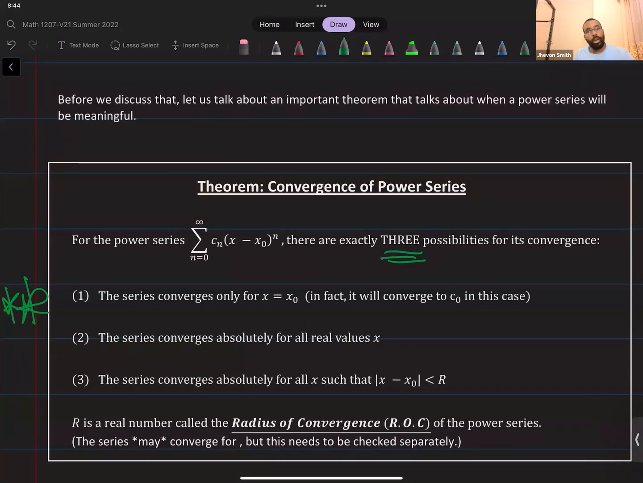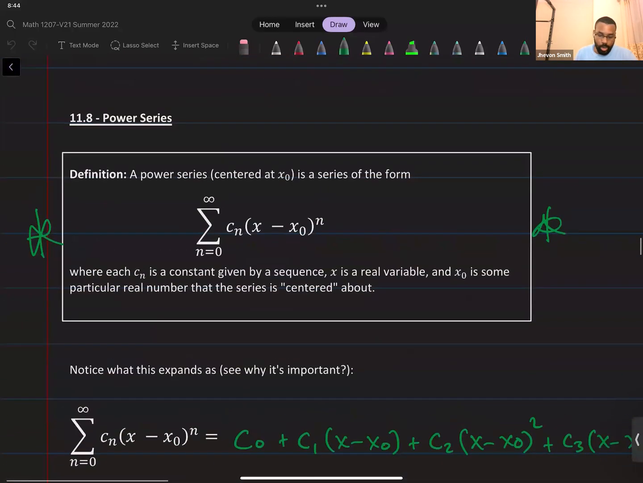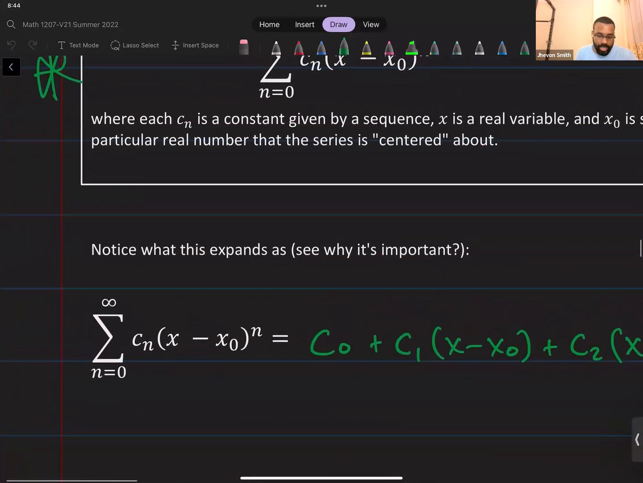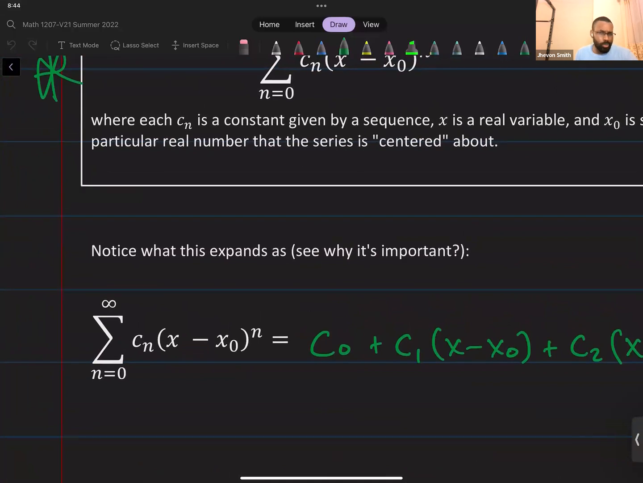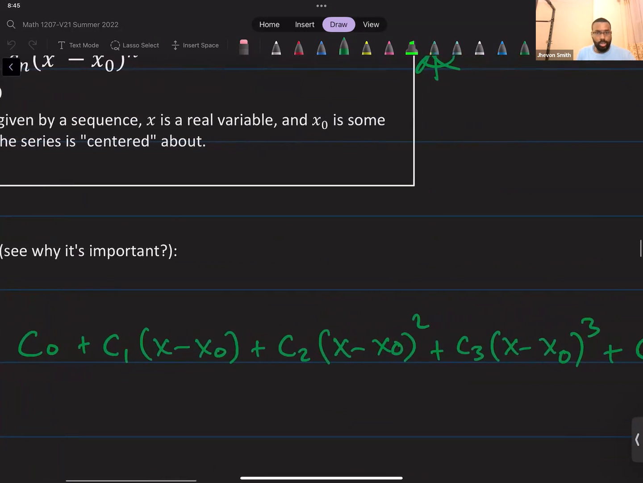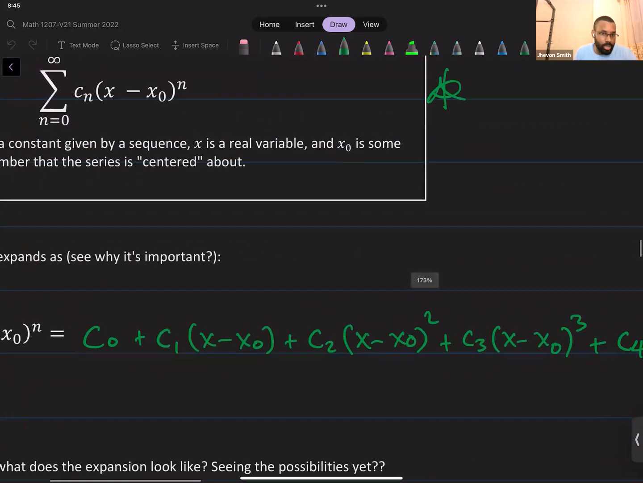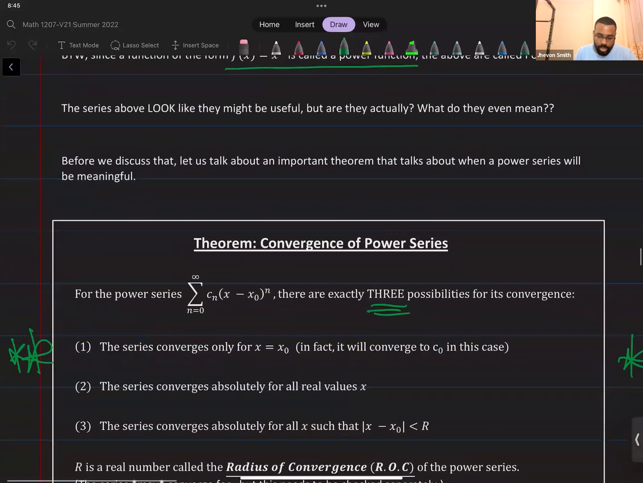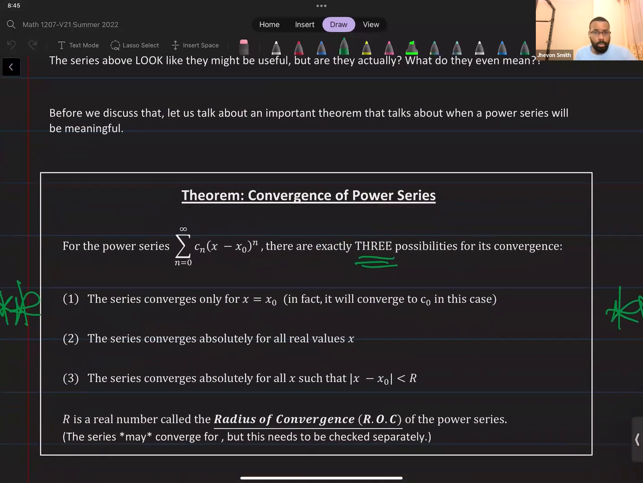So one possibility is that the series converges only for one value of x. Namely, if we set the variable equal to x naught, it will converge. And you'll notice in this formula, if you set x equal to x naught, you pretty much get 0, right? So you'll have C0 plus a bunch of zeros, and that obviously adds up to C0. So that would obviously converge and give you a finite real number. And so we will be good.